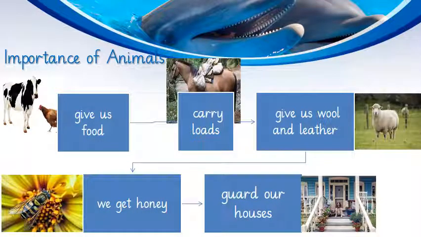Let's discuss the importance of animals. How animals are important for us. Animals are important for us in so many ways. We get food from animals like cow, hen, sheep, goat. Animals like horse carry loads for us. We get wool from sheep and leather from the skin of tiger. So many things like bags, jackets, belts, shoes and purses are made from leather. We get honey from honeybees.